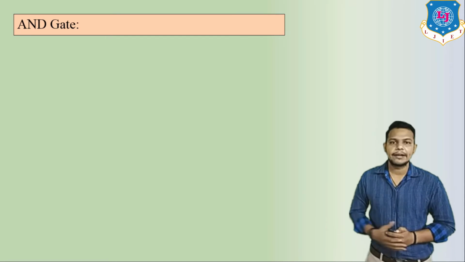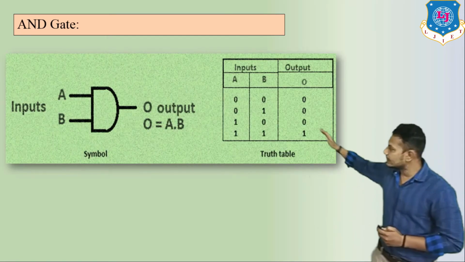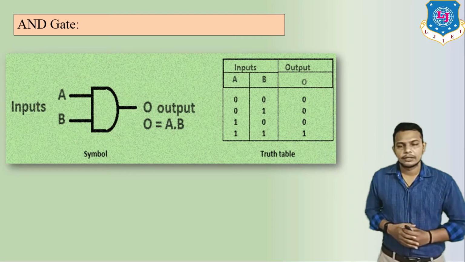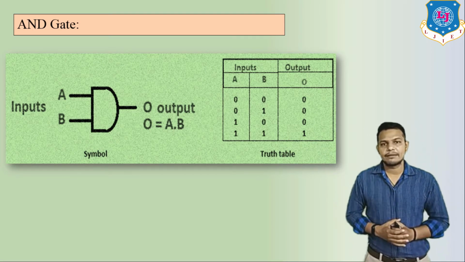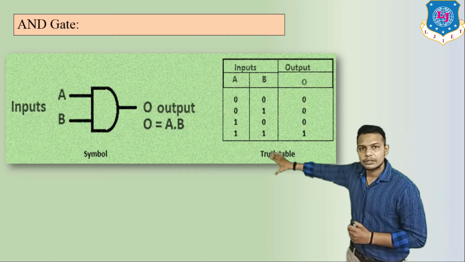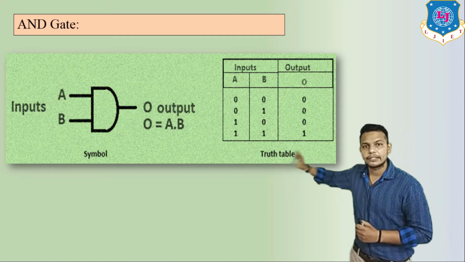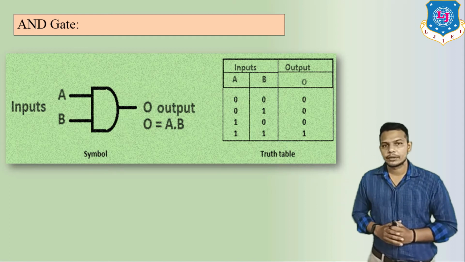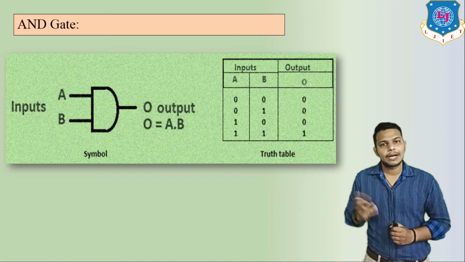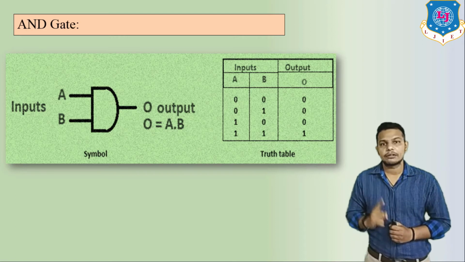Next one is the AND gate. Here we can see the AND gate's symbol, and we connect two inputs. The inputs should be 2 or more, but not 1 only.